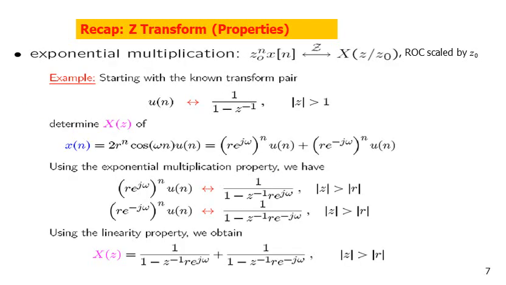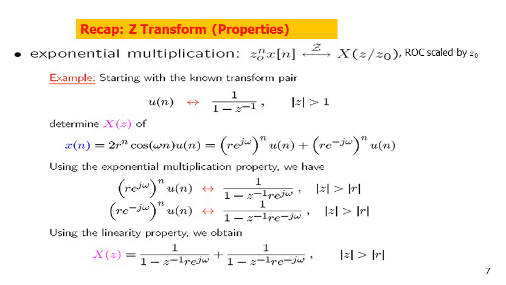The next property that we will discuss is exponential multiplication in time domain, which is equivalent to scaling of the axis in z domain. So what this property states is that if we have a signal x of n in time and we are multiplying it by some constant z naught raised to the power n, then in z domain the axis would be divided by this constant z naught, and the region of convergence will also be scaled by z naught.